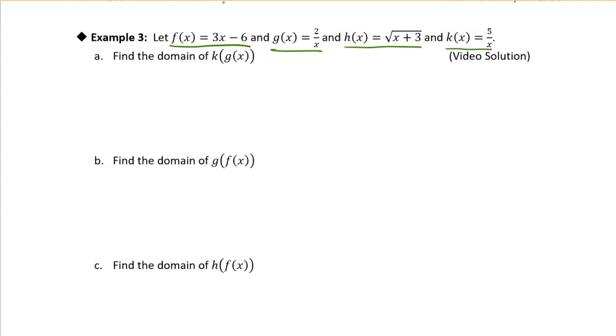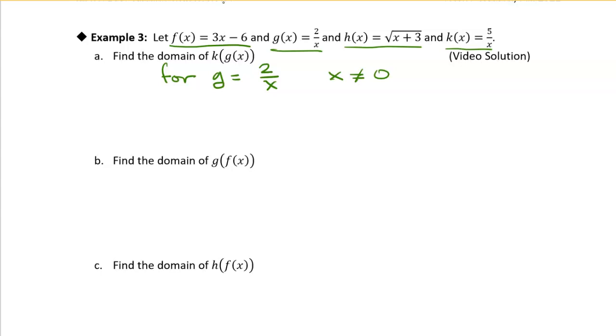All right, in this first part we want to look at the domain of k of g of x. First, let's look at g of x. g of x is 2 over x. So what's the domain of g of x? The domain is basically anything but 0. x can be anything but 0. So the domain of g of x is x cannot be equal to 0. That's one restriction on the domain.